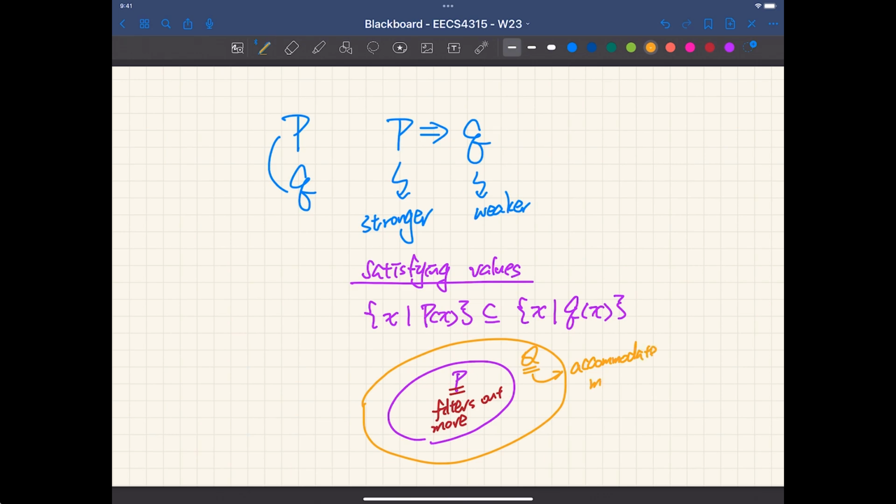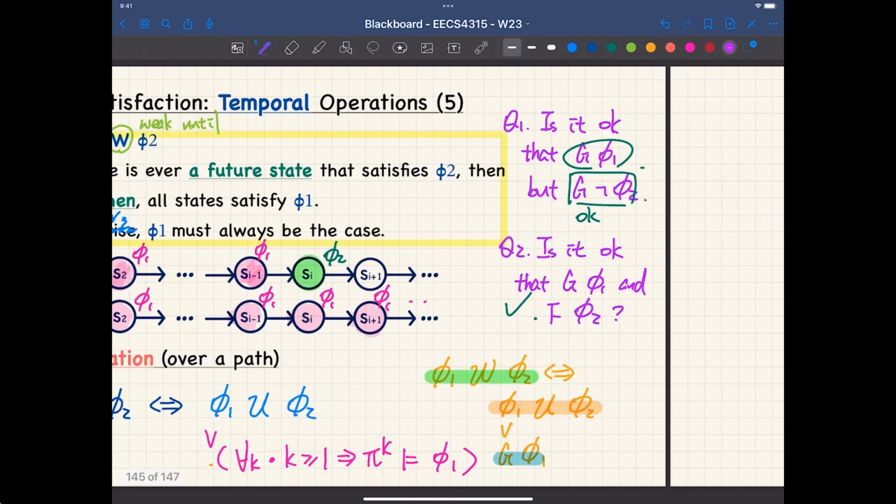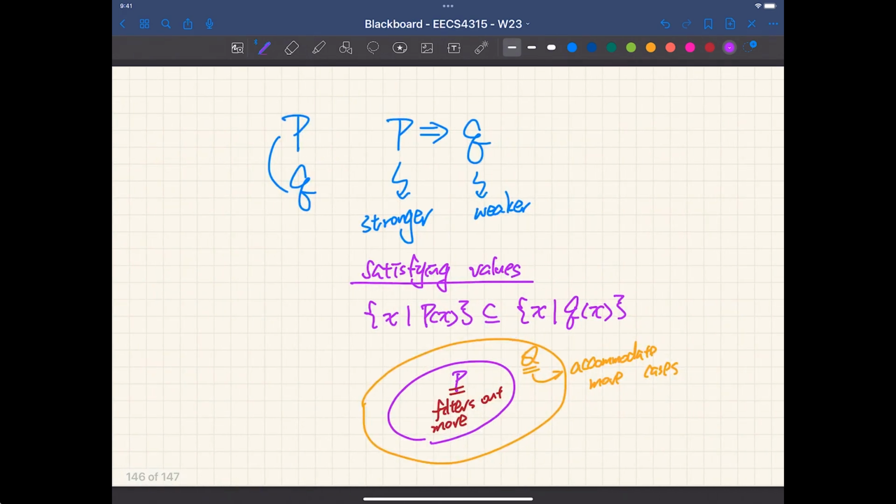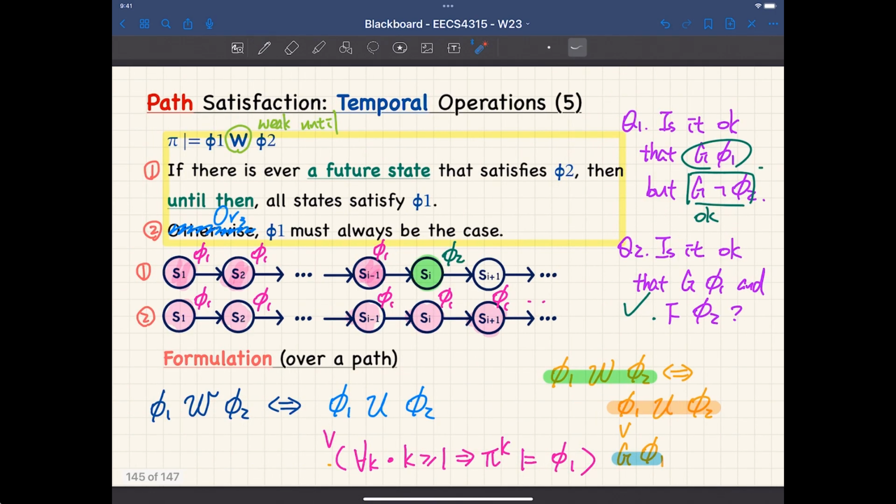Accommodates more cases. And let's now try to get back to our example here, weak until and until. So the P here, analogously, is more like the until. And the Q here is a little bit like the weak until. And what's the case that we can accommodate for weak until? It is when this is the case.